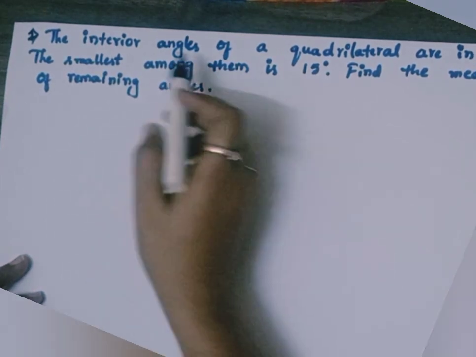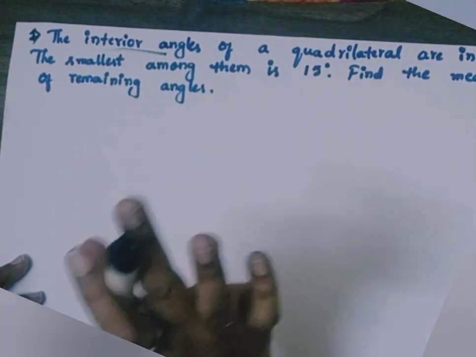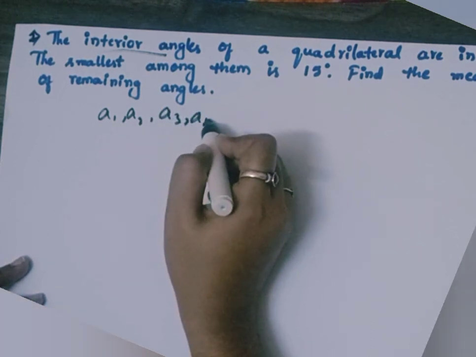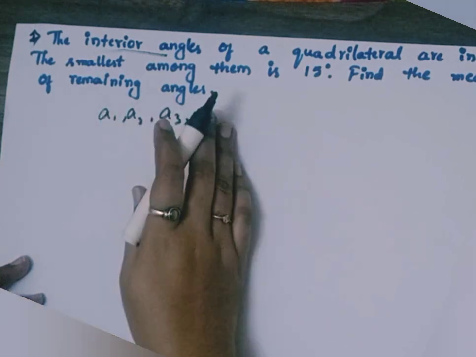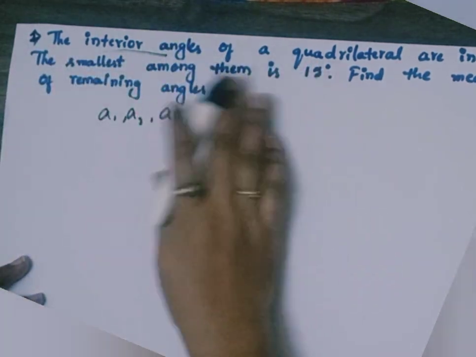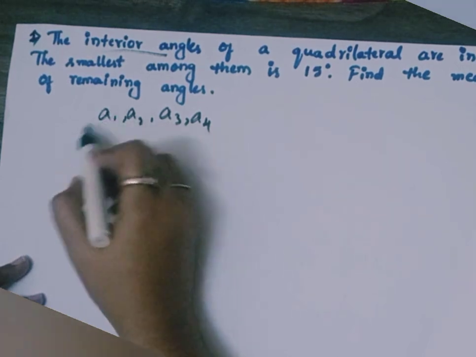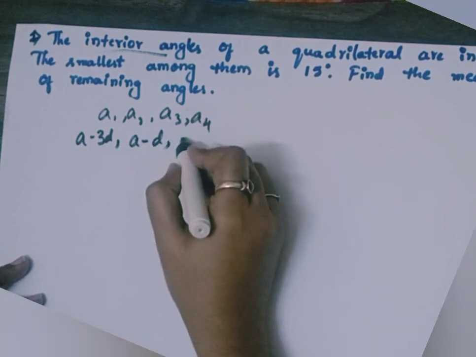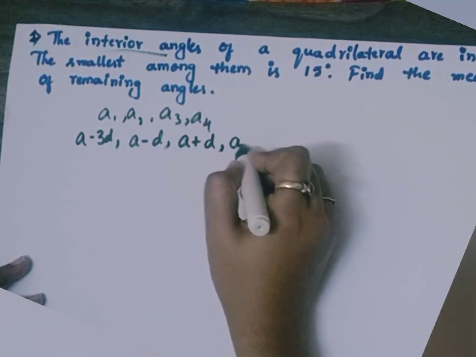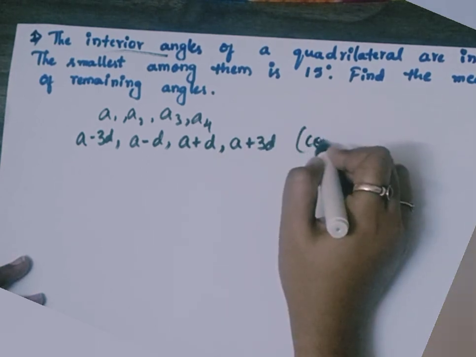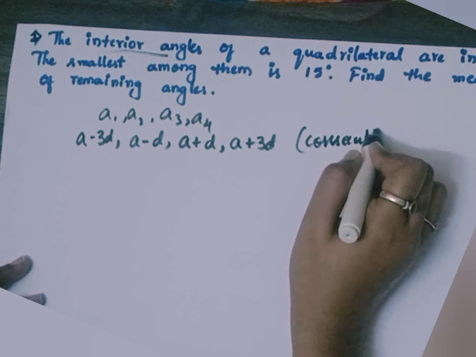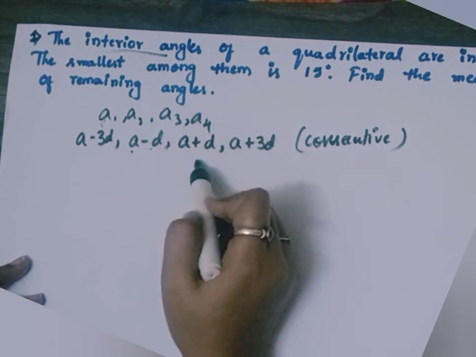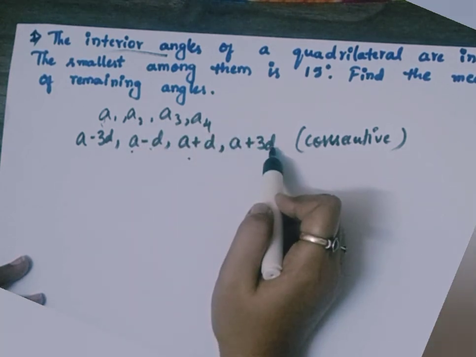They said how many angles? Interior angles. Interior angles of a quadrilateral means there will be 4, that is A1, A2, A3, A4. You could take a, a plus d, but here they already mentioned the smallest among them, therefore we need to go with a minus 3d, a minus d, a plus d and a plus 3d as consecutive terms. That is, a minus 3d is A1, a minus d is A2, a plus d is A3 and a plus 3d is A4.